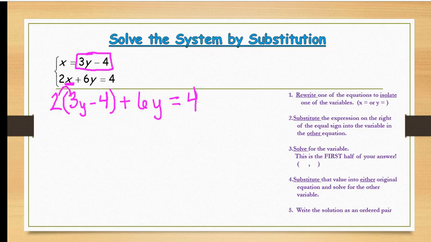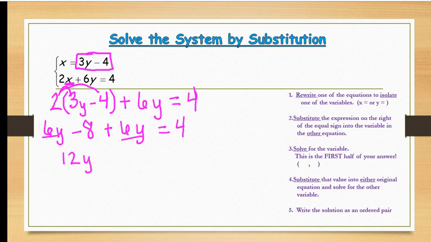2 times 3y gives me 6y. 2 times negative 4 is going to give me minus 8. Then I've got plus 6y, and then it equals 4. So I can combine my 6y's. 6y plus 6y gives me 12y. I have minus 8 equals 4.